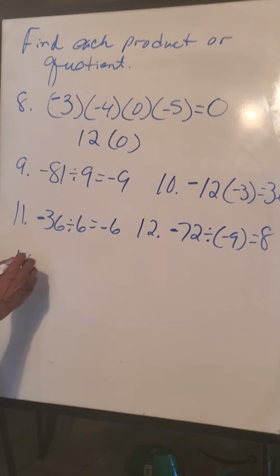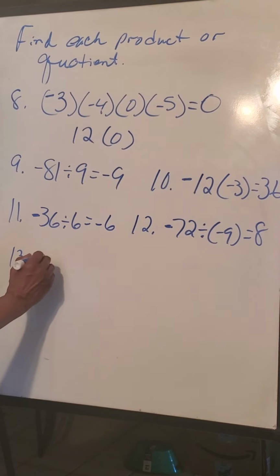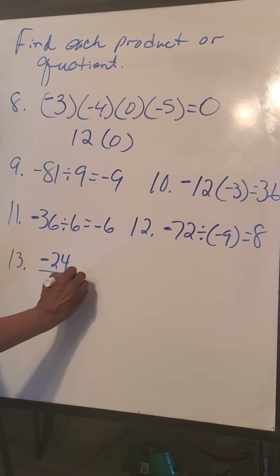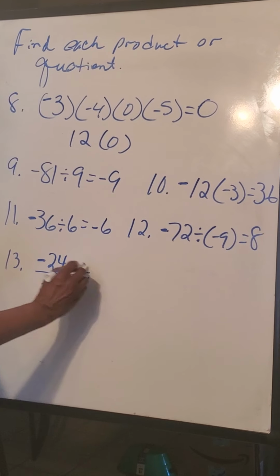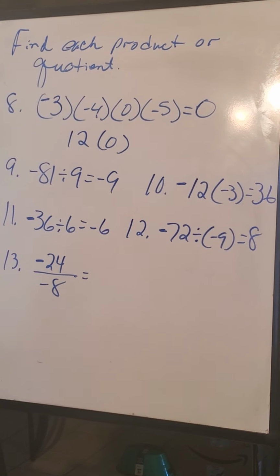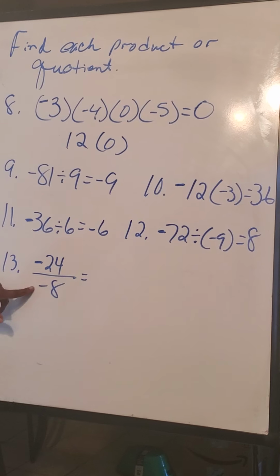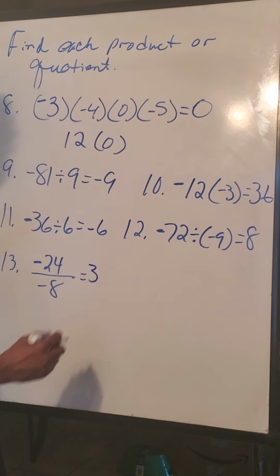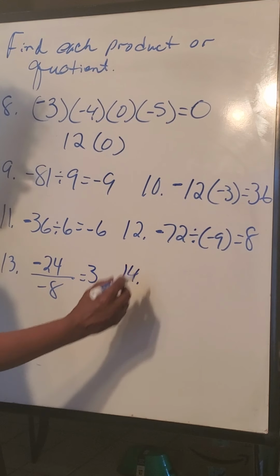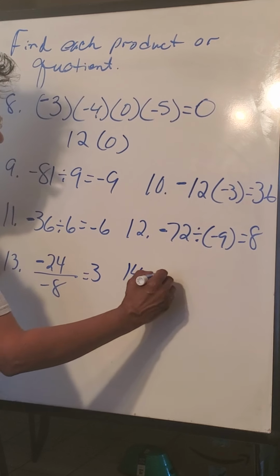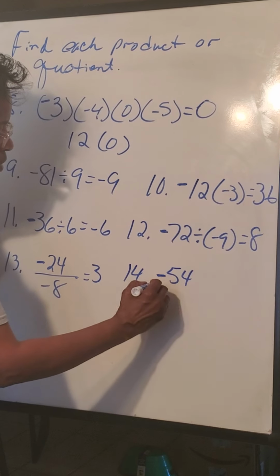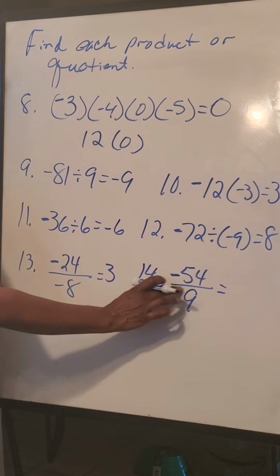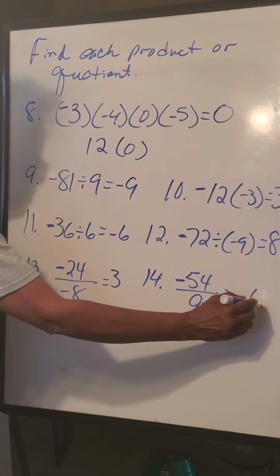Example 13. Sometimes the problems may be written like this. You may have a negative 24 over a negative 8. Remember, a fraction bar indicates division. I read that as negative 24 divided by negative 8. Negative divided by negative is a positive. I get a positive 3. Example 14. If I had a negative 54 over 9, that's a fraction bar, it gives me a negative 6.